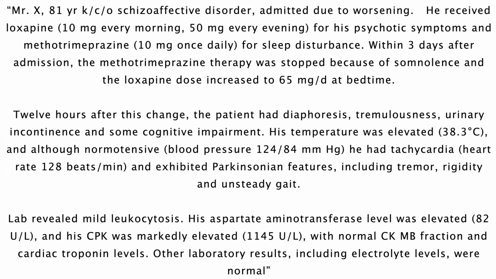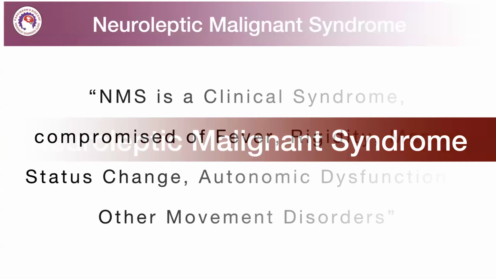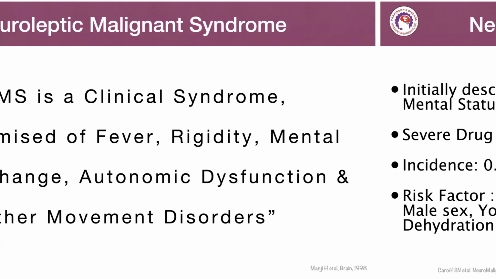So what are we seeing? Here is a person with a behavioral disorder admitted for an acute worsening and treated, and during this treatment some medications were given and then withdrawn. During this phase, he developed a dramatic change of symptoms with autonomic dysfunction and Parkinsonian features, and this is what we call Neuroleptic Malignant Syndrome, or NMS. So what is Neuroleptic Malignant Syndrome? It's a clinical syndrome comprising fever, rigidity, mental status change, autonomic dysfunction, and other movement disorders.